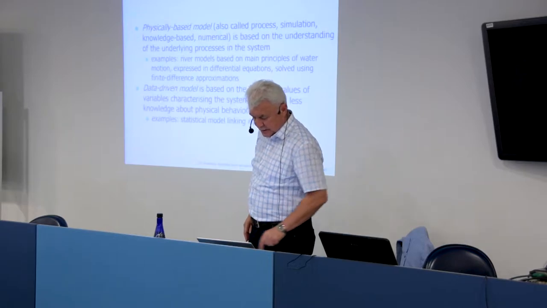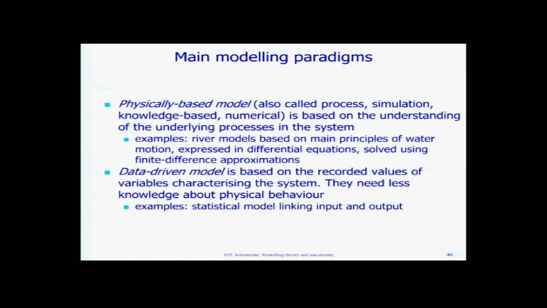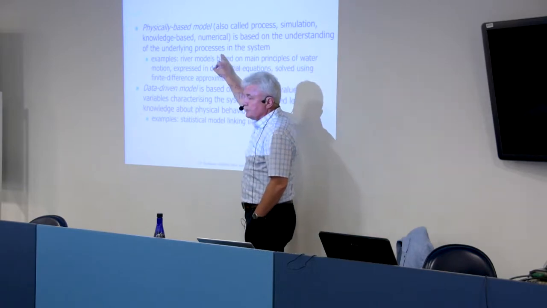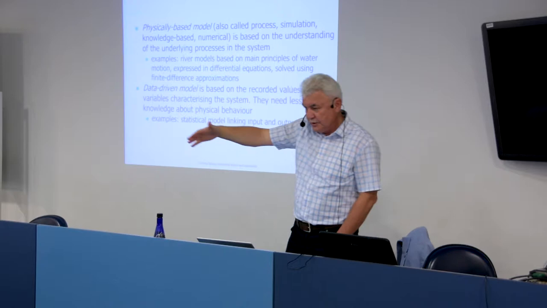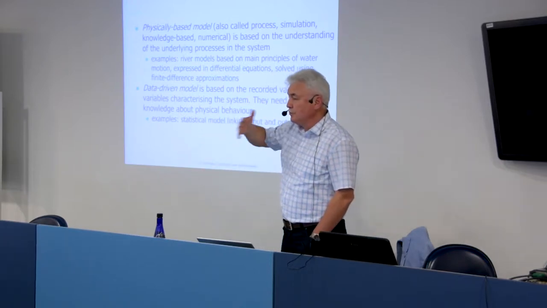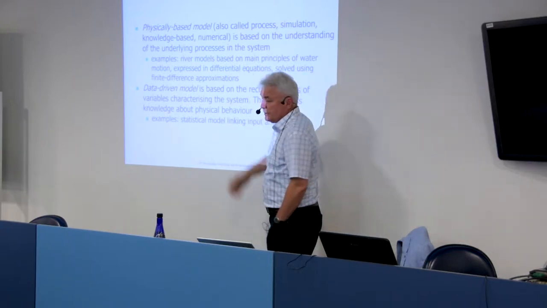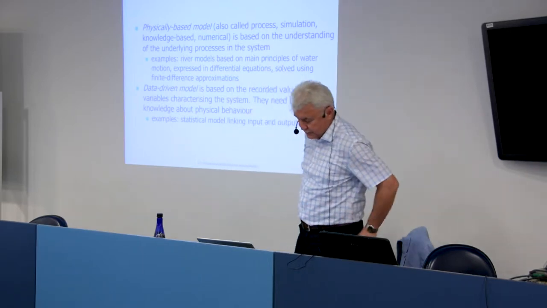Now, these are two main modeling paradigms that we typically distinguish. One is widely used, and this is the first thing to start with: the physically based model, or process model, or simulation model, or physical model sometimes. Sometimes it's called a biological model if we use biology and so on. Knowledge-based model, numerical model, it's all more or less the same. So we build such models when we understand well what's happening in the processes in this system. If we understand well the water motion, how it reaches the river from the catchment, or how it moves through pipes and drainage systems, and so on, then we describe it by equations and build a physically based model. It's based on physical principles. That's the first thing to do, of course.